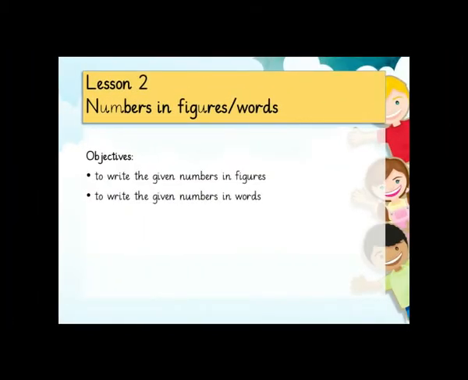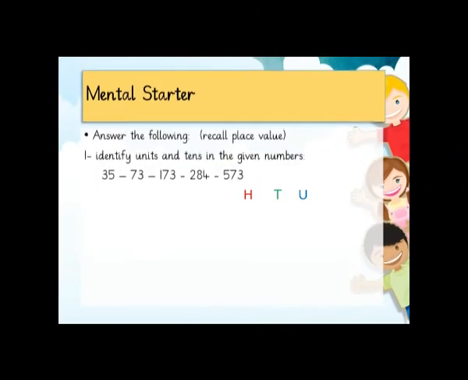Lesson 2. Topic for this lesson is numbers in figures or words, and the objectives are to write the given numbers in figures, to write the given numbers in words. Let's start with mental starter. You have to answer the following question, recalling place value. Identify the unit sentence in the given numbers: 35, 73, 173, 284 and 573. Yes, you just have to identify the place value for the given numbers for each of the digits.